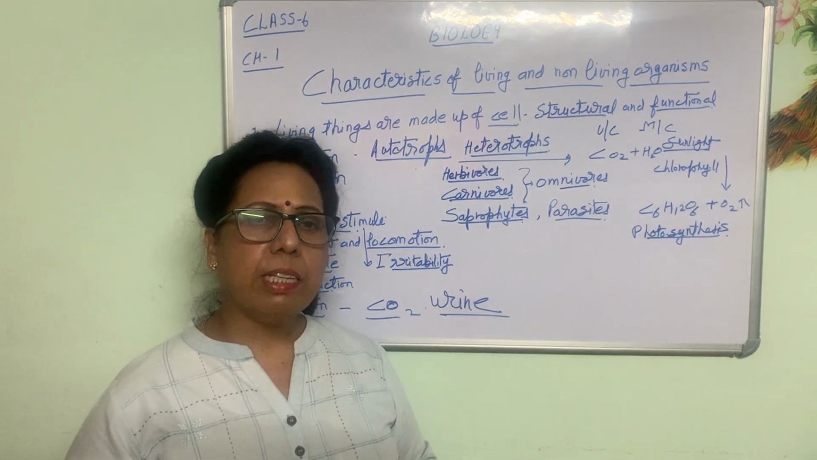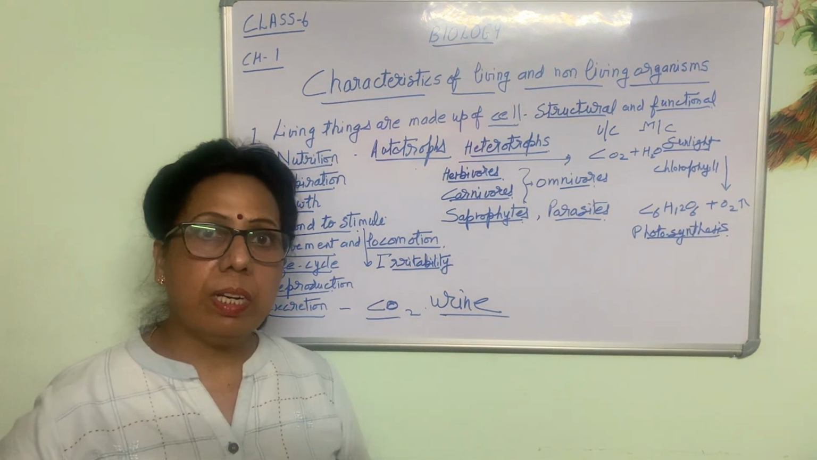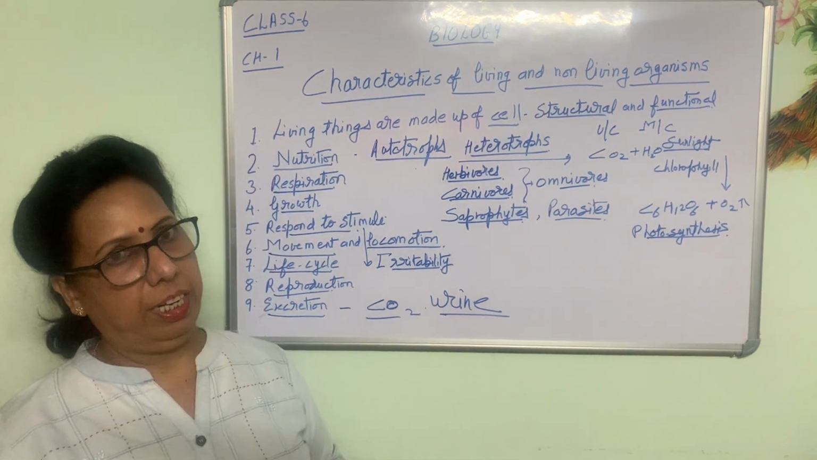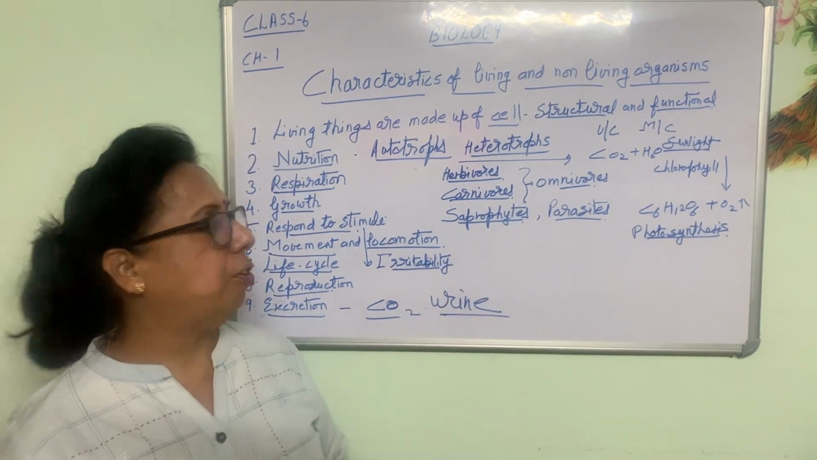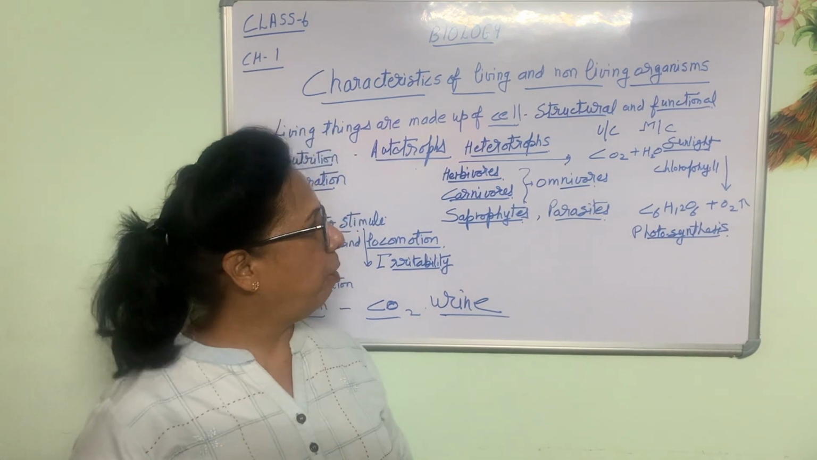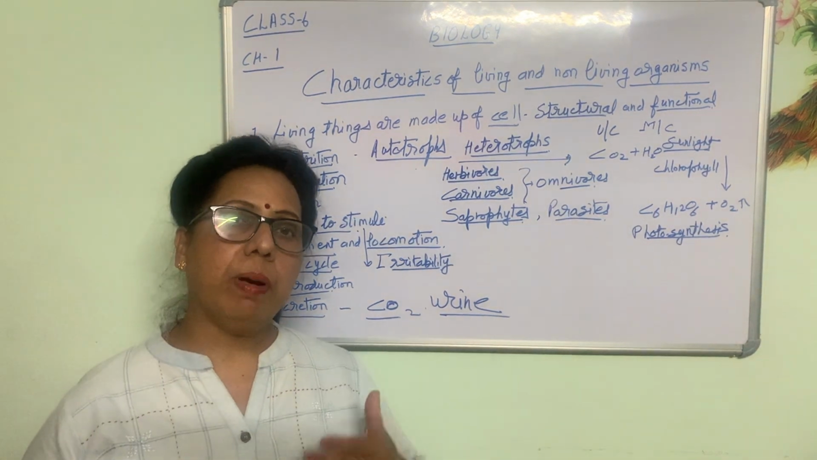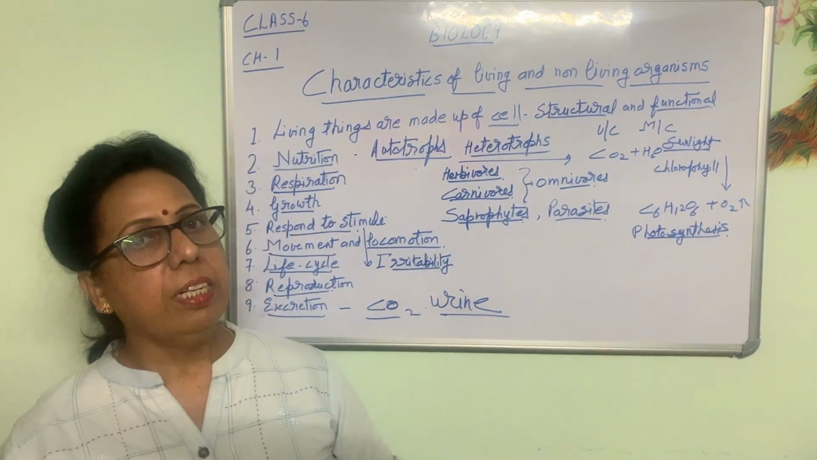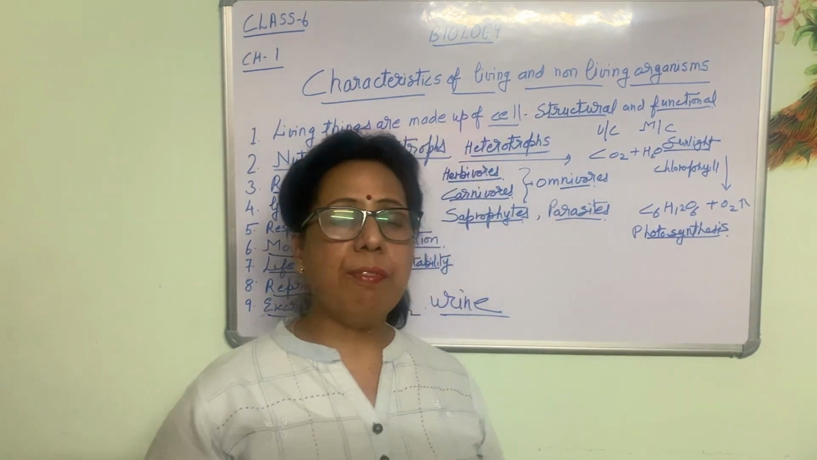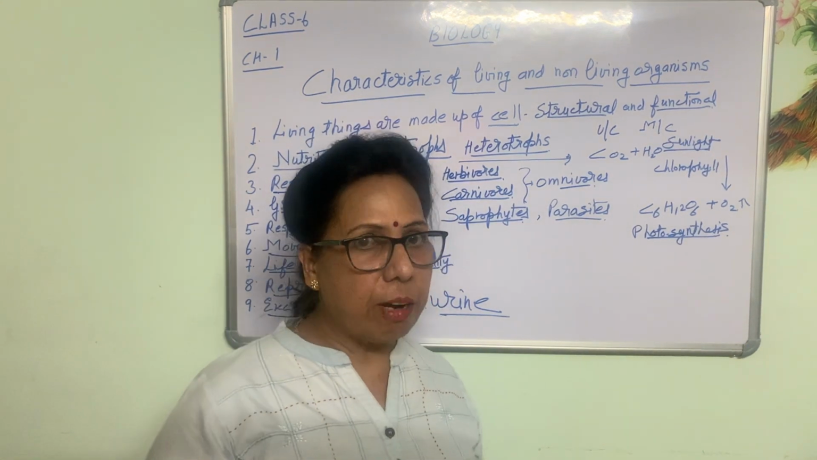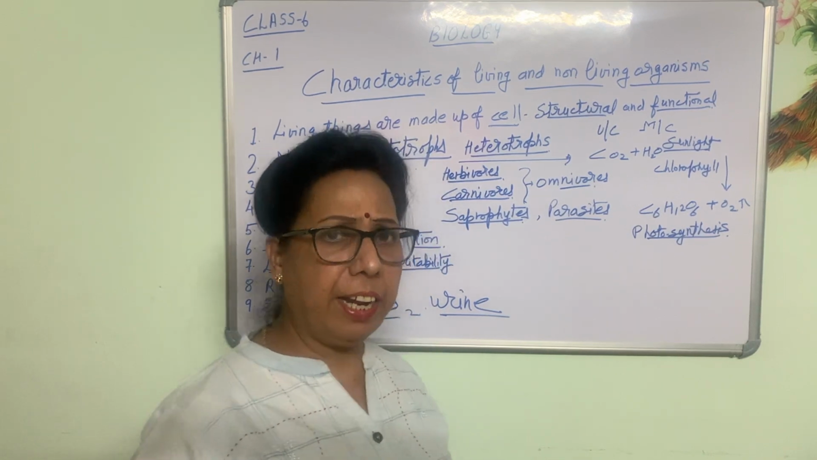Some organisms, such as bacteria, fungi, non-green plants, derive their nutrition from dead and decayed organic matter, and they are known as saprophytes. Parasites are those organisms which derive their nutrition from other living organisms. So these are the various modes of taking food in different living organisms. Whereas non-living things do not require any food at all.